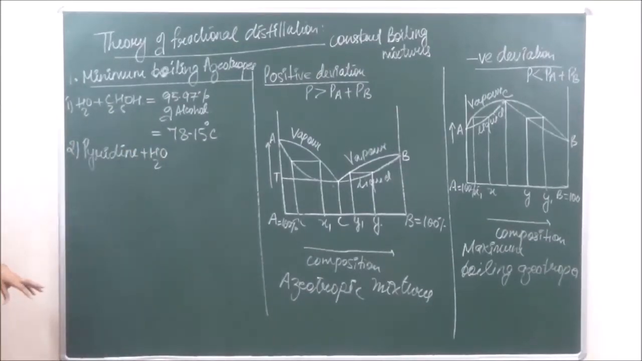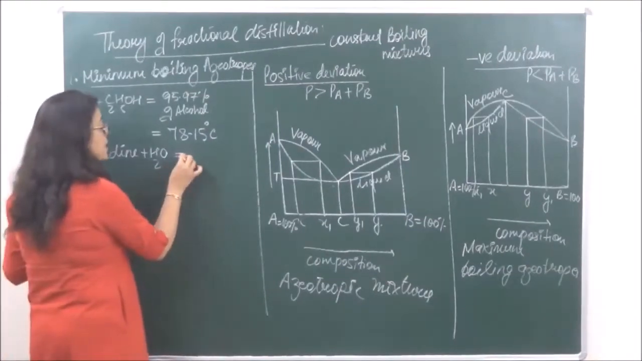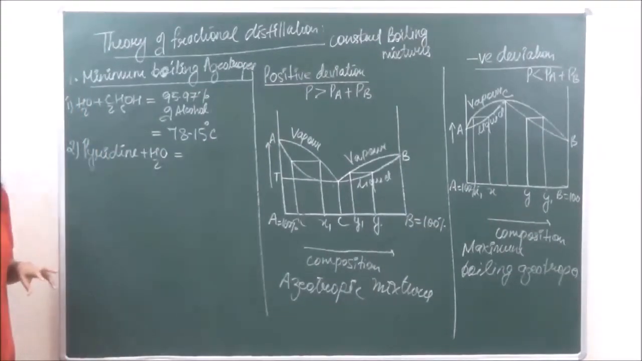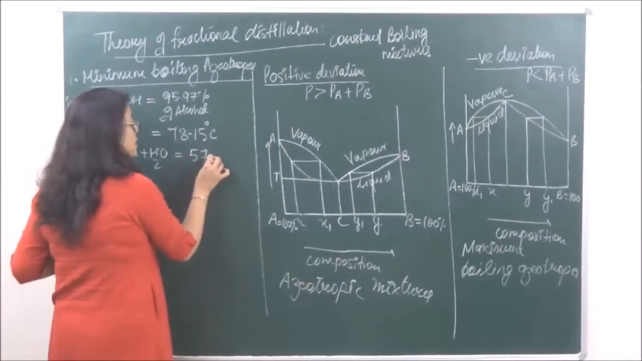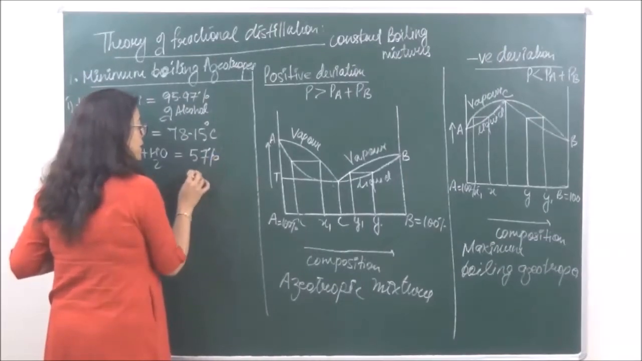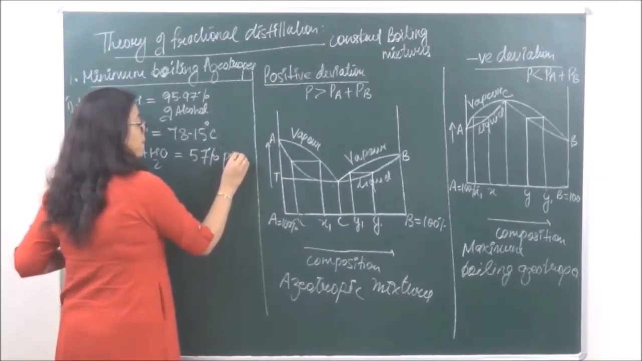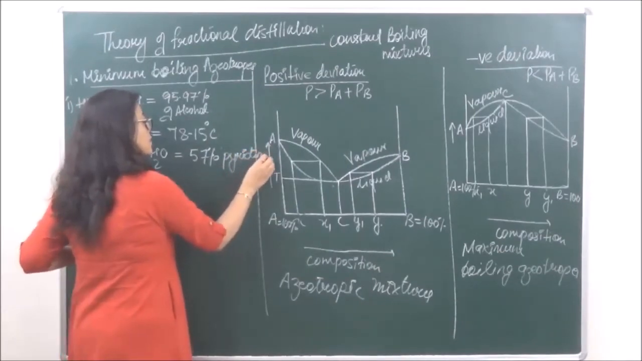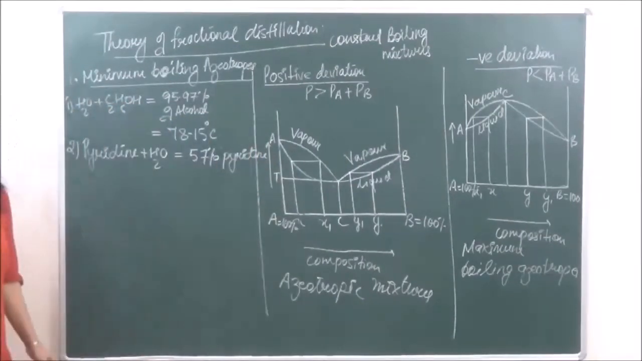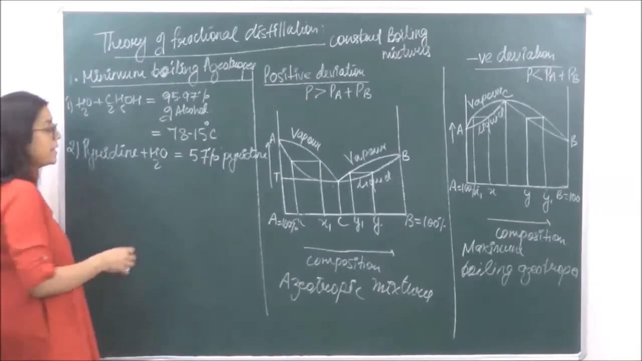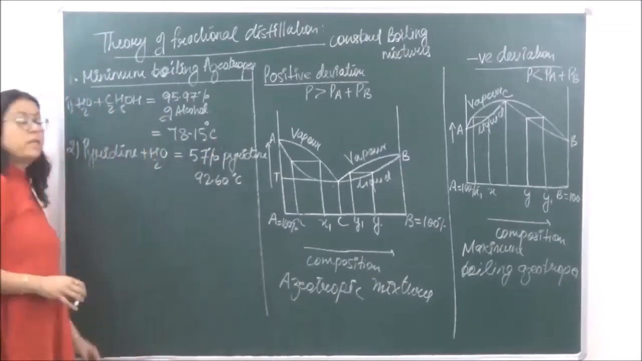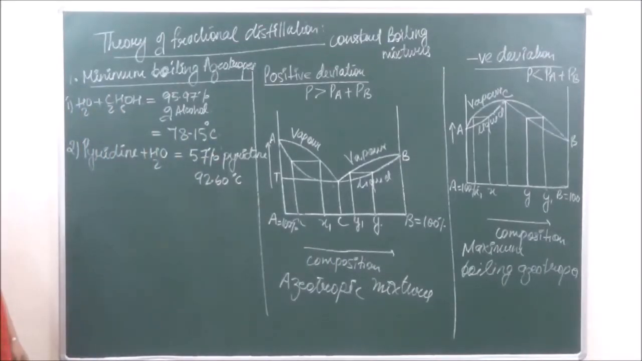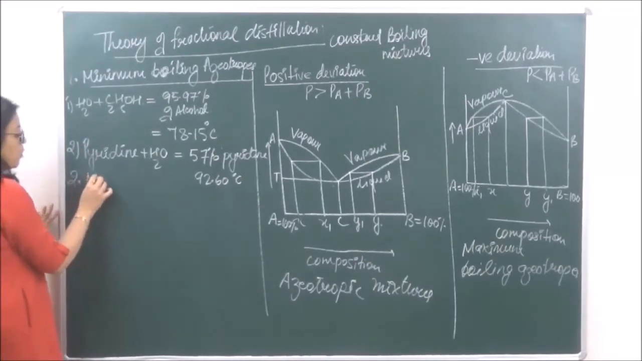The second example we can take is pyridine plus water. In this, again at point C, we cannot completely distill both, but the composition is 57% pyridine. And the constant boiling temperature over here is 92.60 degrees Celsius. Right?